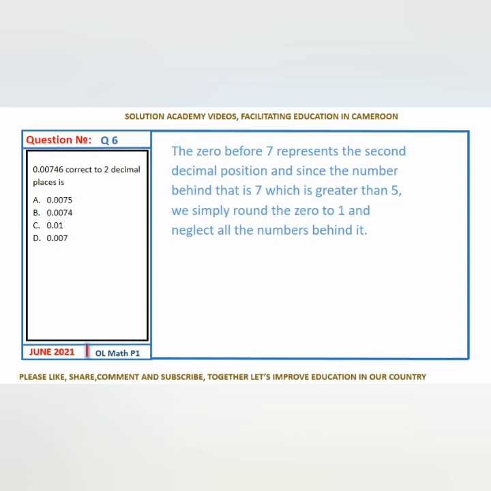So if we are to put this number to 2 decimal places, we have to first of all identify the position of the second decimal number, which is the second 0. And next, we'll look at the number behind that decimal position. It is 7. And if you observe keenly, you see that 7 is greater than 5. So we have to add 1 to our decimal position, which is the second position, which is 0. We add 1 to it and we neglect the rest of the numbers after it. So if we do that properly, to 2 decimal places, we are going to have 0.01, and our answer is C.